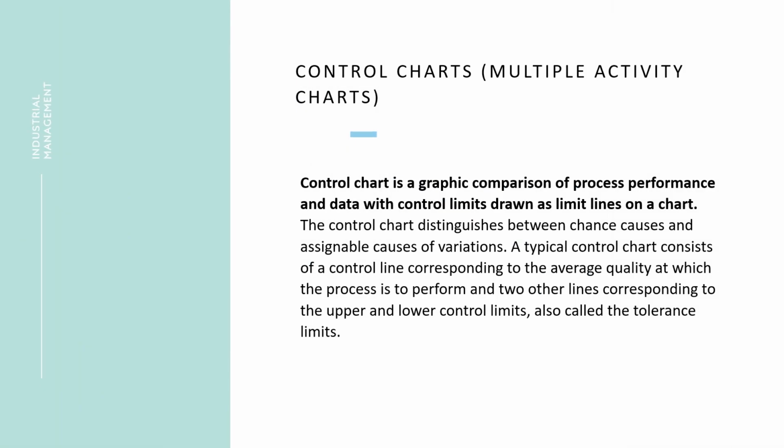Control charts, multiple activity charts. A control chart is a graphic comparison of process performance and data with control limits drawn as limit lines on a chart. The control chart distinguishes between chance causes and assignable causes of variations. A typical control chart consists of a control line corresponding to the average quality at which the process is to perform and 2 other lines corresponding to the upper and lower control limits, also called the tolerance limits.